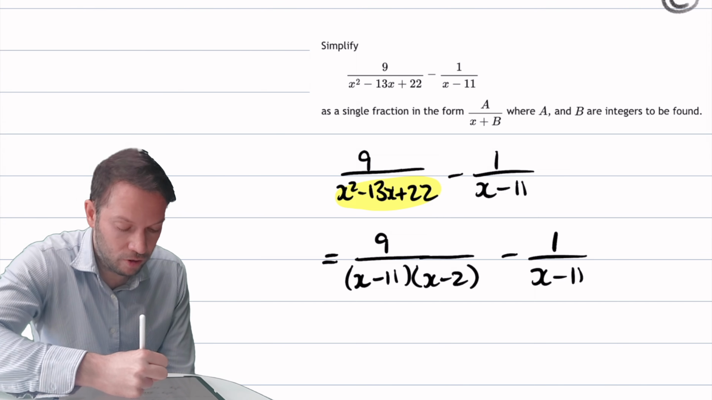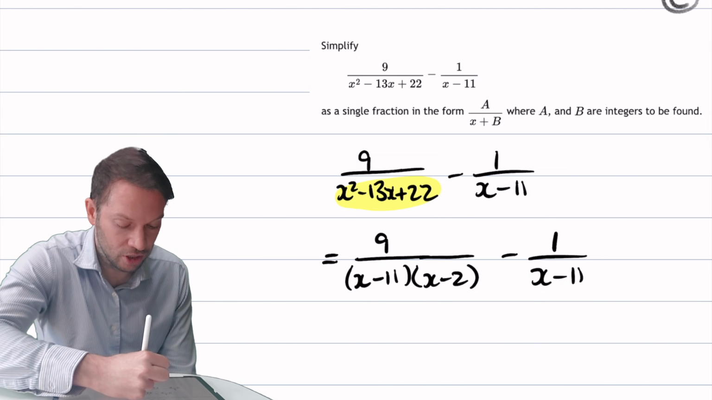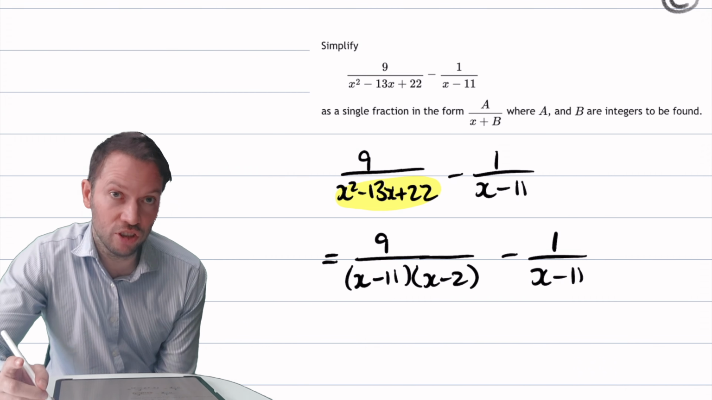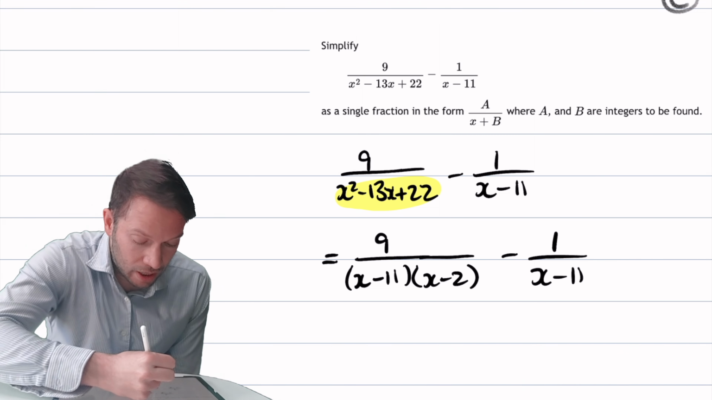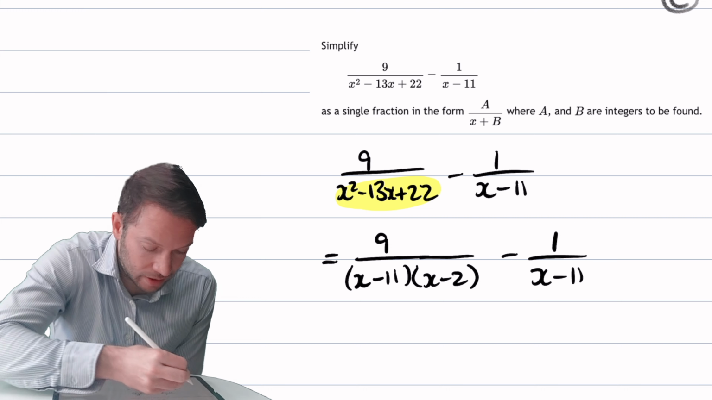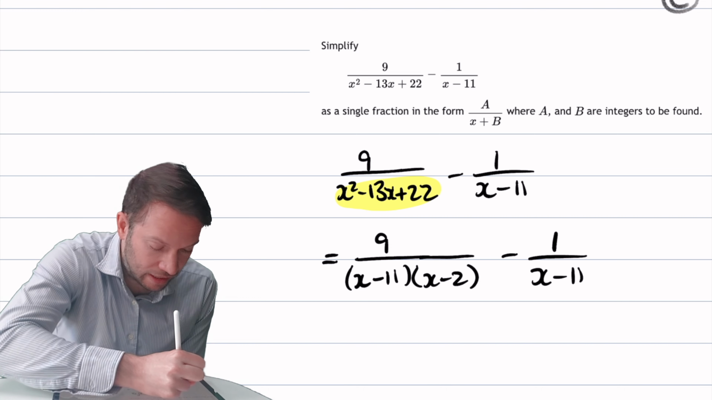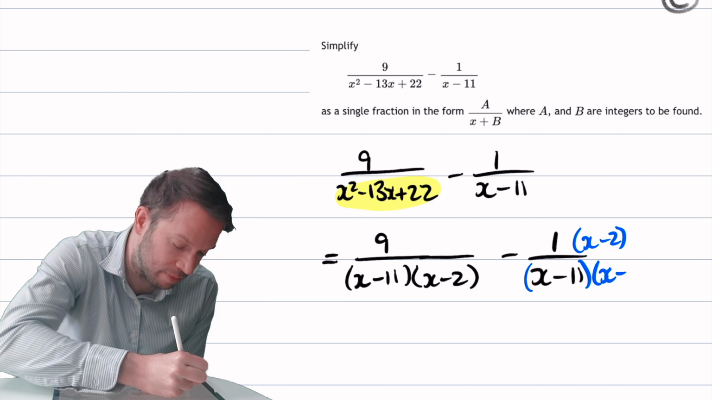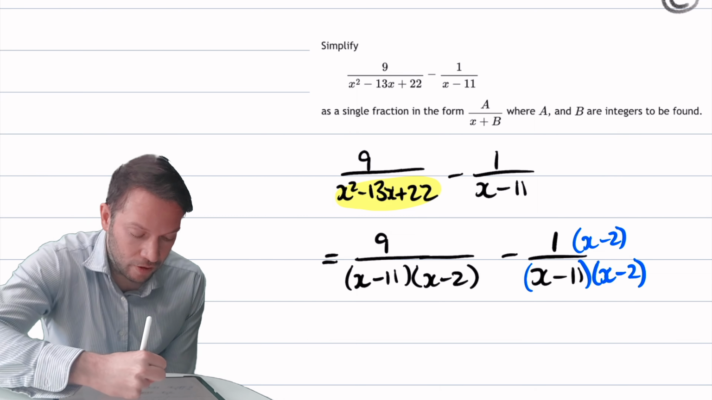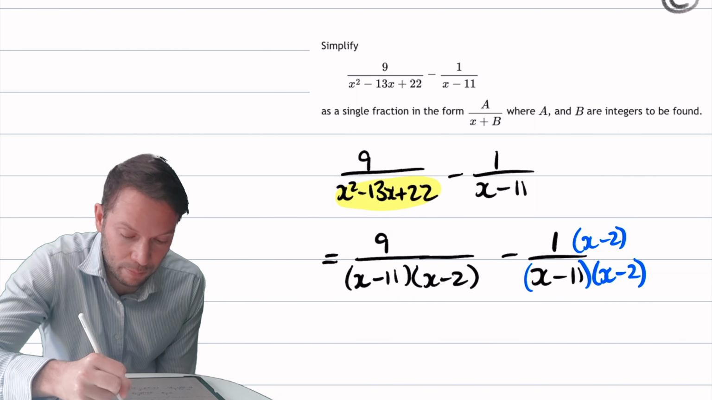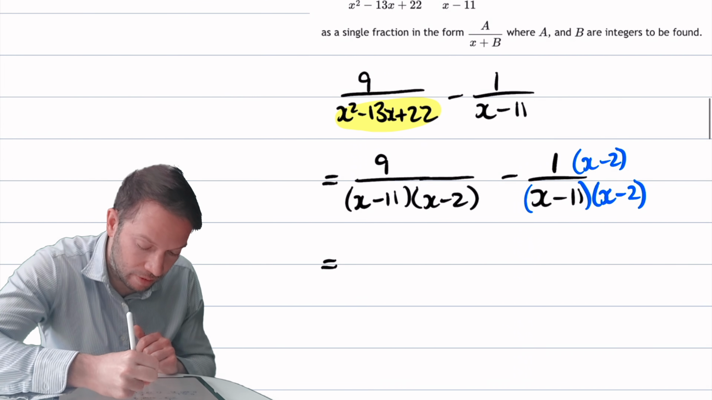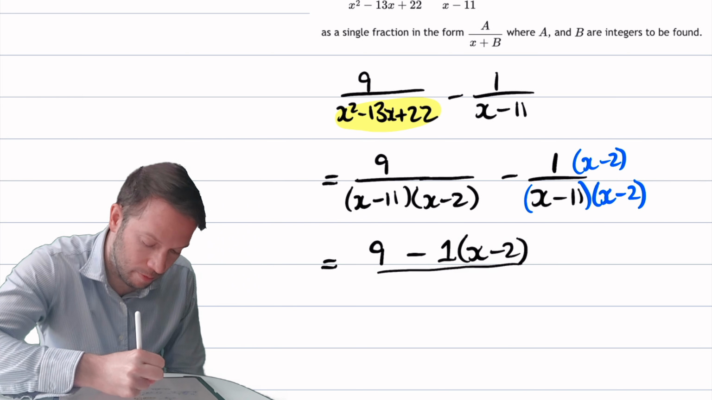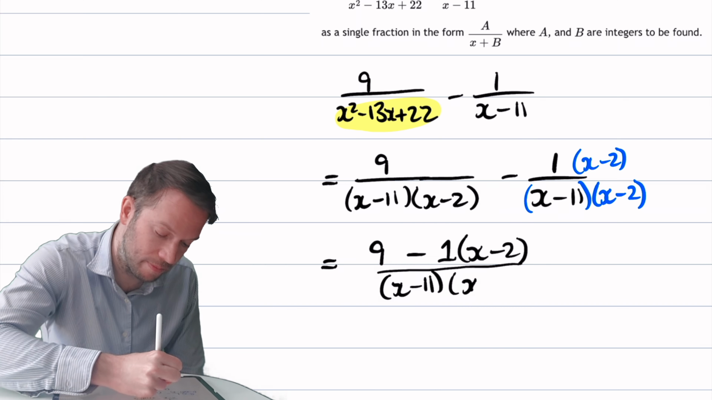But can you see that in this denominator and this denominator, we've got a common factor of x minus 11. Now remember, to subtract or add fractions, you need the same denominator. So what I could do is multiply this second fraction by x minus 2 top and bottom, and if I put that in brackets, that now enables me to times it by x minus 2. You can now see that I have the same denominators here, which enables me to just subtract the numerators. So I've got 9 minus 1 times (x minus 2) in the numerator, and we've got (x minus 11)(x minus 2) at the bottom.